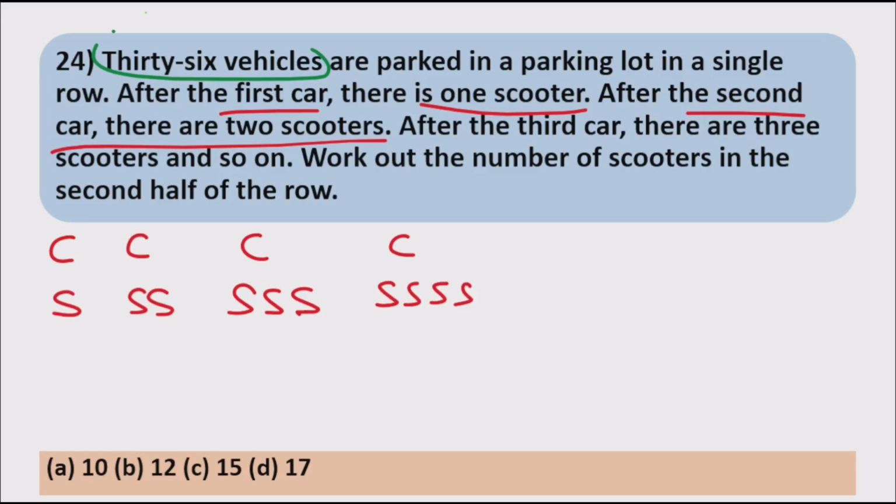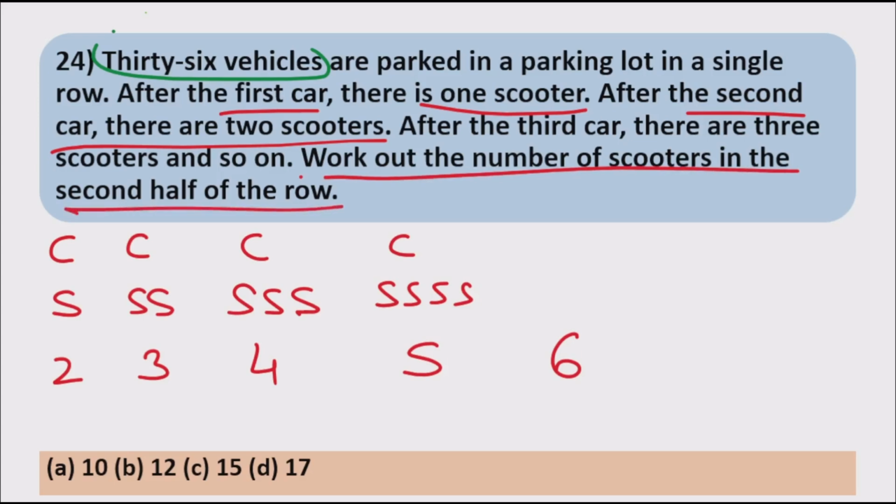Let's add these. How many? Okay, this is 2, 3, 4, 5. Will be 6, and so on. Okay, now let's add the cumulative number, because what we want is to work out the number of scooters in the second half. So whenever there are 36, half will be 18. Whenever the left side is done 18, then we can start counting the number of scooters.